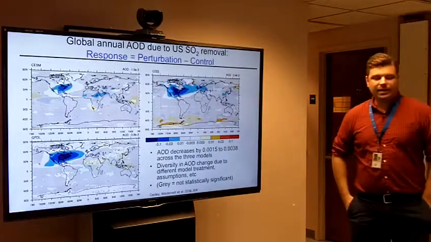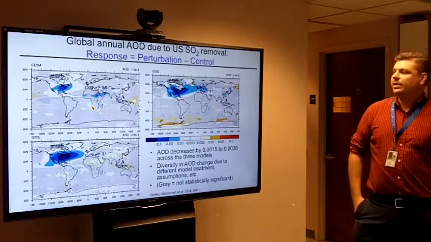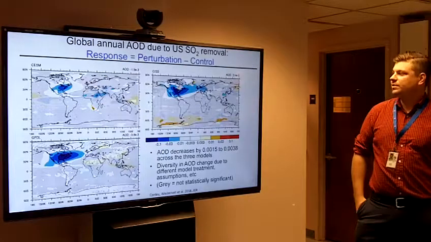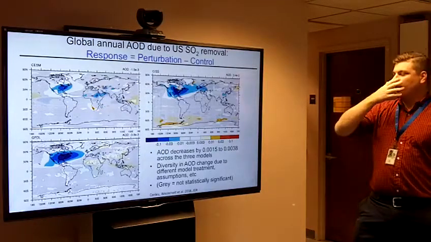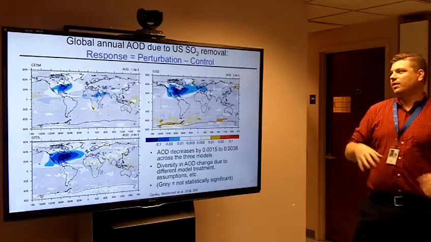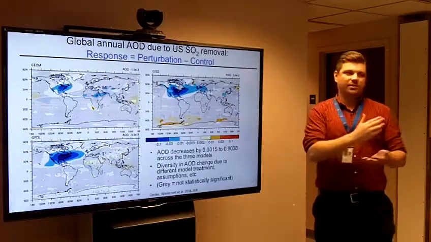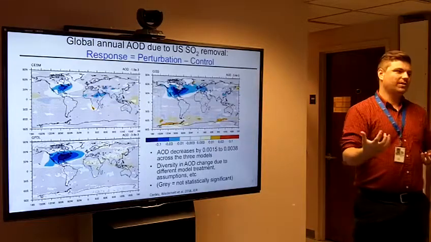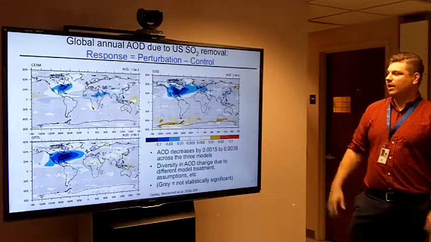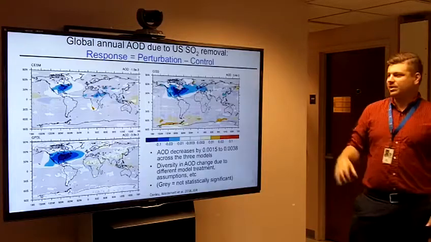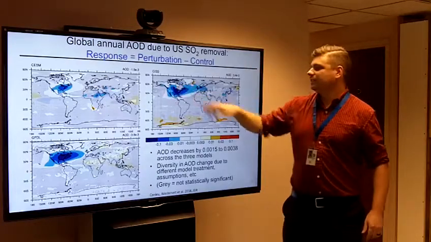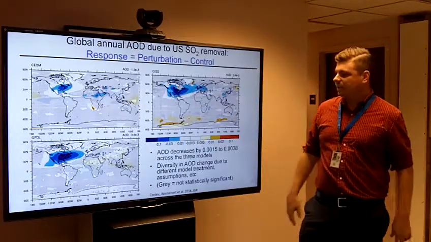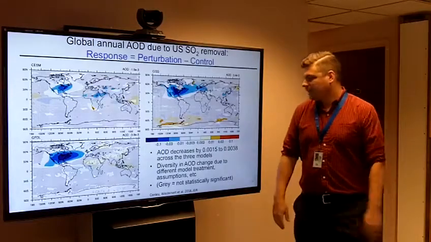So first to look at the global annual AOD response due to U.S. SO2 removal. What I'm showing for all of these maps is the perturbation minus the control, so that's the response. That's basically the removal of aerosols, the removal of SO2. And so obviously for AOD, that's going to be a decrease everywhere. You get decreases mostly over the US, as you would expect, since you're removing US SO2.